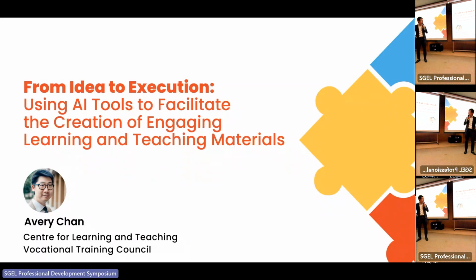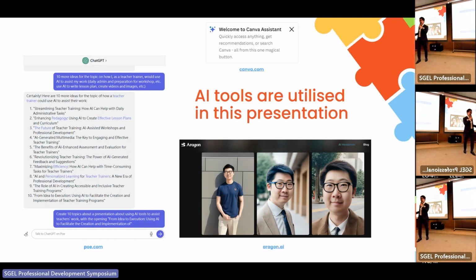Before I begin, full disclosure: I use quite a few AI tools to assist me in preparing this presentation, like ChatGPT for coming up with the title. I use Canva Assistant to help me enhance the bullet points of the slides. And finally, I use this cool startup called Arrogant AI to generate the profile picture. As you can see, some of the pictures are quite funny, the one on the left, but you can still pick some that you can use.